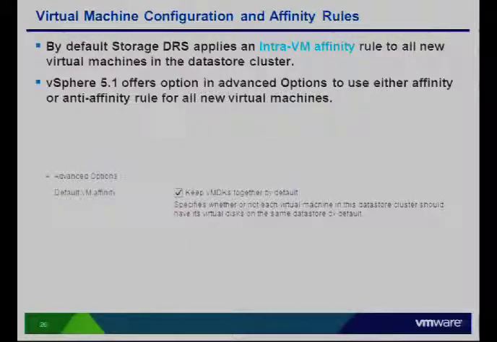Normally your Storage DRS cluster has a default intra-VM affinity rule, which is like keeping all the files of a VM together. Now with vSphere 5.1, and thanks to Frank, you can change this now by unticking the checkbox saying keep VMDKs together by default. So it will change into an intra-VM anti-affinity rule, VMDK.